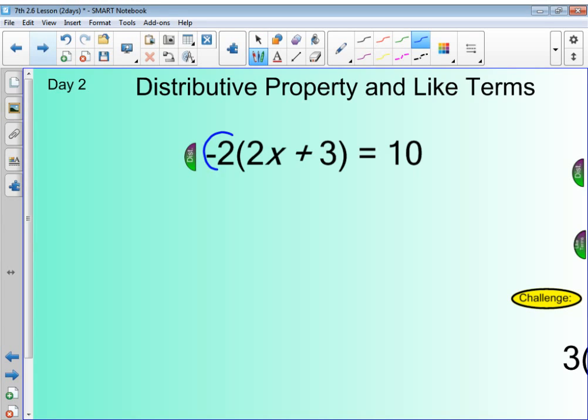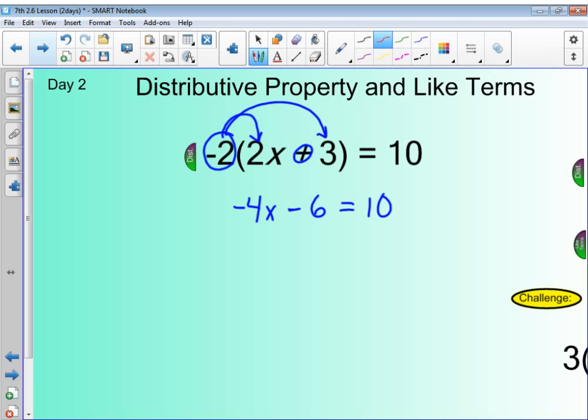So we would think like this, negative 2 times 2, well, that would give us negative 4 with our x behind it. Negative 2 times 3 would give us negative 6. So this plus is now going to become a minus 6 or a negative 6 equals 10. Okay, so now we'll go ahead and work our opposites. So we're going to do order of operations backwards. So it was minus 6, so we'll say plus 6. Plus 6. We have negative 4x equals 10 plus 6 is 16.